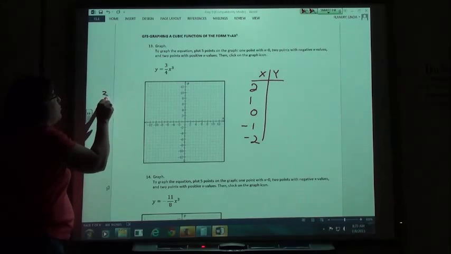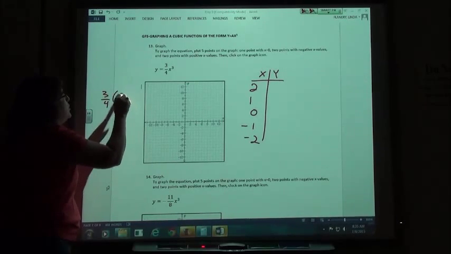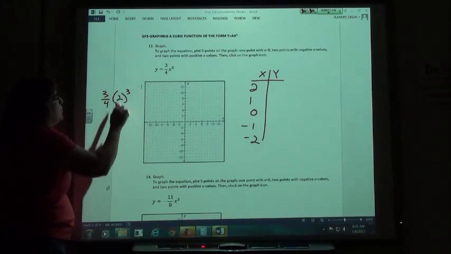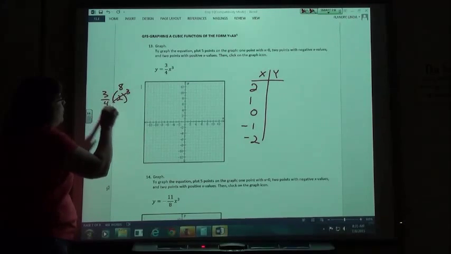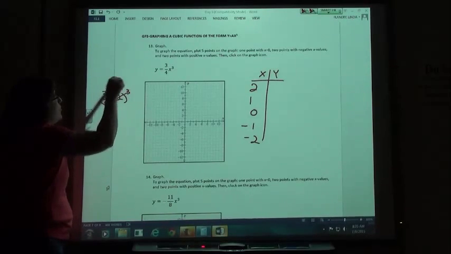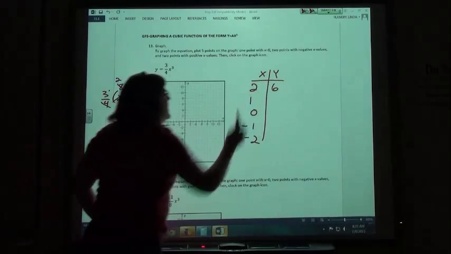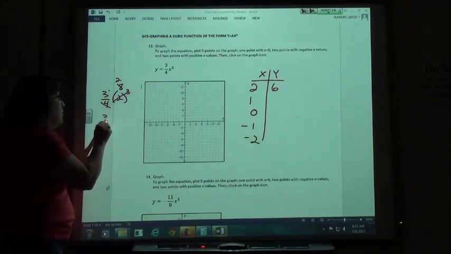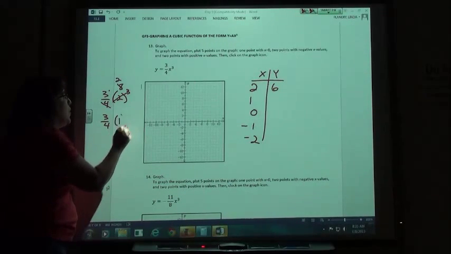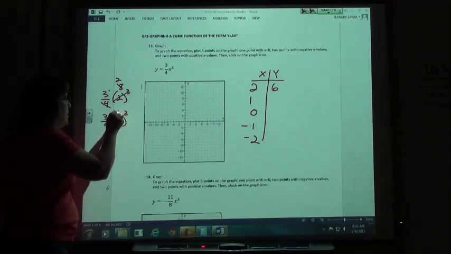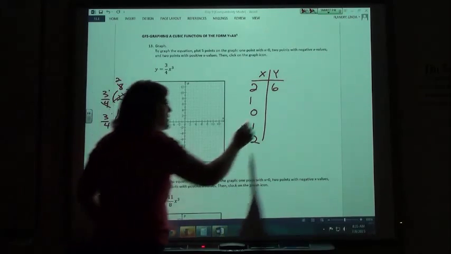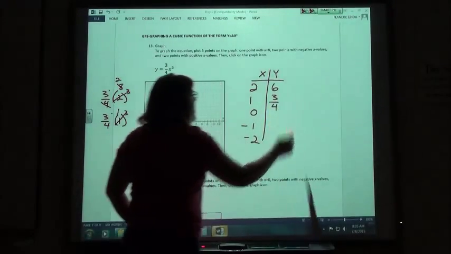And then you're just going to plug your numbers in and solve to find your y values. So we're going to take 3/4 times 2 cubed. So 2 cubed is 8. 4 goes into 8 twice. 3 times 2 is 6. 3/4 times 1 cubed. Well, 1 cubed is 1, and 1 times 3/4? 3/4.